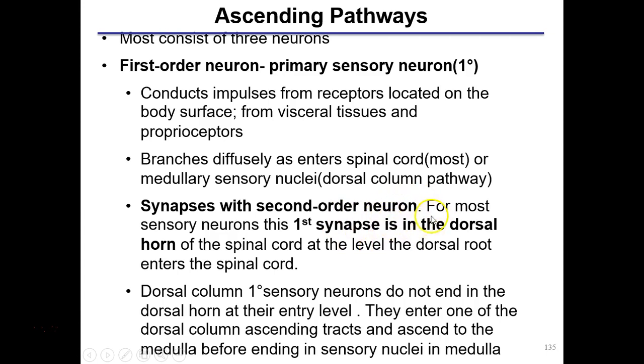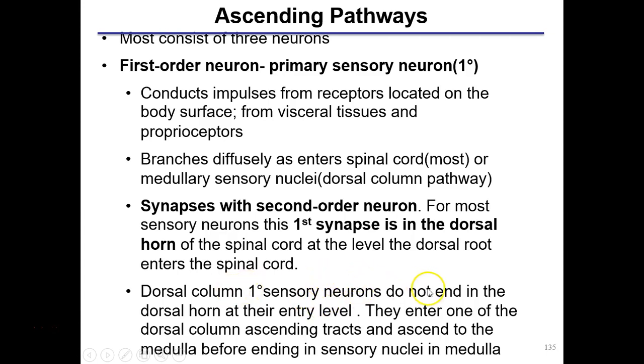So that signal will get transmitted through several different integrative neurons within the dorsal horn before it excites what we call the second order sensory neuron, which is then going to enter an ascending tract and carry the signal upward to the brain. Okay. The dorsal column sensory neurons are a bit of an aberration.